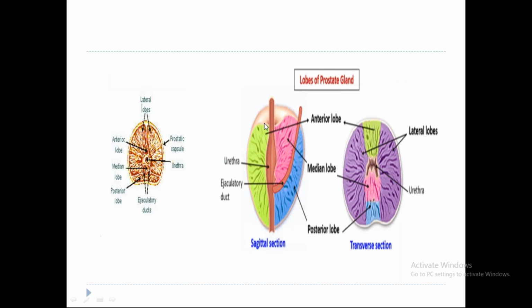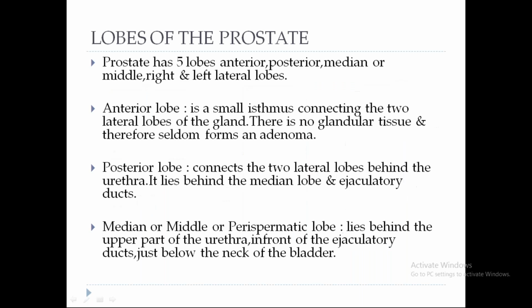You can see this in sagittal section. This is the anterior lobe, the same green color. The median lobe, this is the posterior lobe, and between these two, that is the median and the posterior lobe, is the ejaculatory duct. Okay, and this is the urethra. You can see here the urethra part. So the posterior lobe connects the 2 lateral lobes behind the urethra. It lies behind the median lobe and ejaculatory ducts.